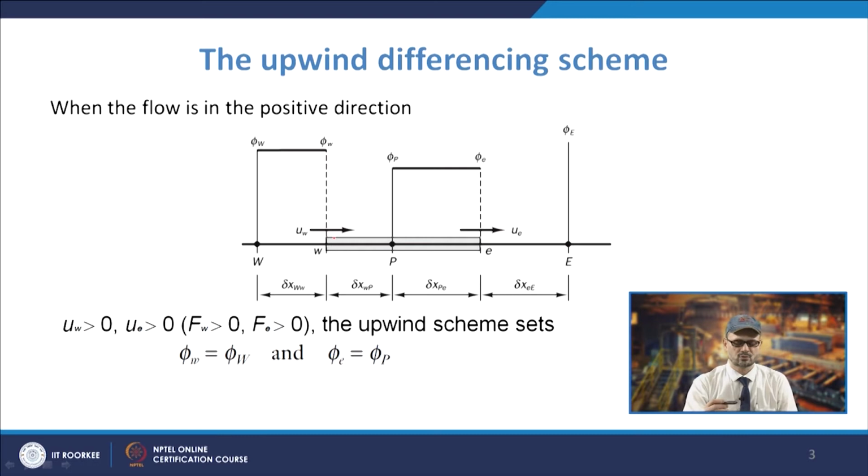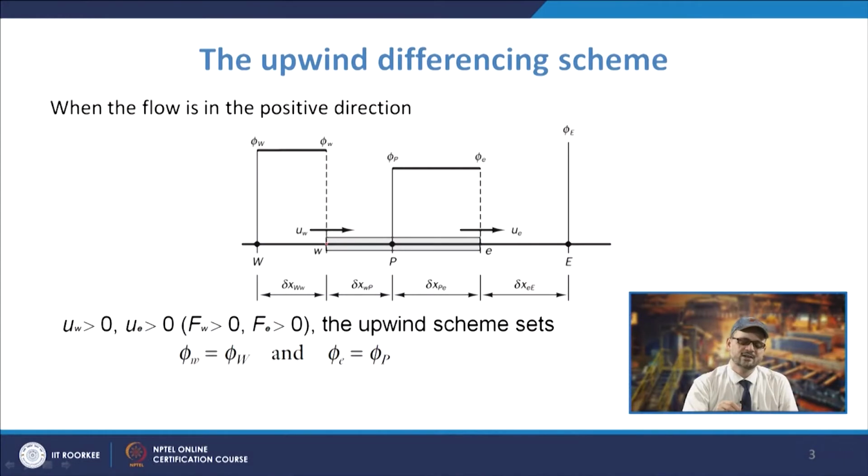upstream node value. In the upwind differencing scheme, when you calculate the convected flux value at this face, it should be taken as the value at the immediate upstream node, that is W. So phi w, at this face, will be equal to the upstream node, the west node value.